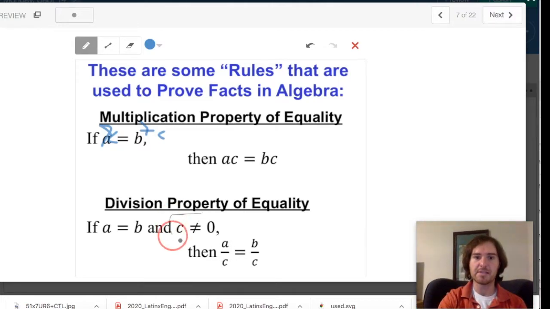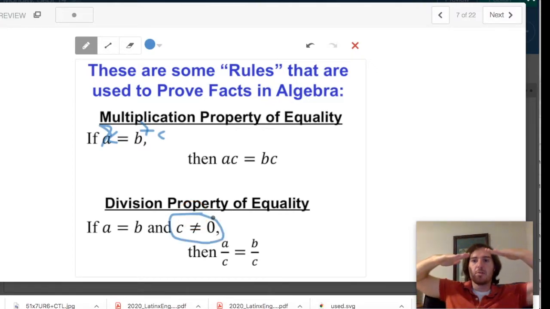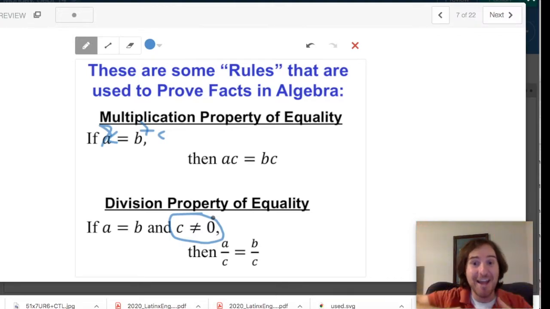Okay, same comment right here. We have this whole thing about C not equaling 0, and a quick question for you guys: if we had two equal values and we tried to divide both sides by 0, what would happen? Well, it's undefined. So remember from Algebra 1, that might have come up a few times.